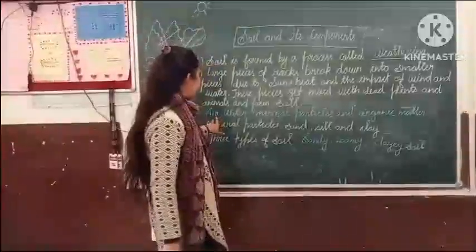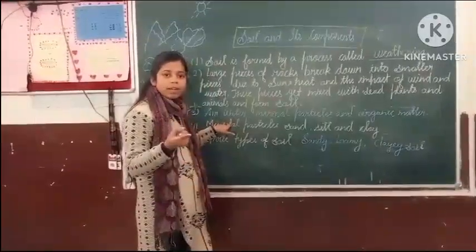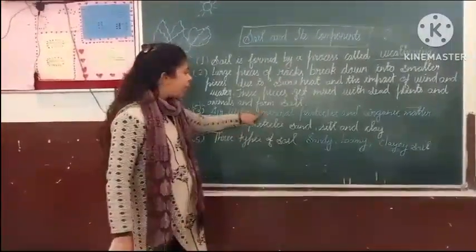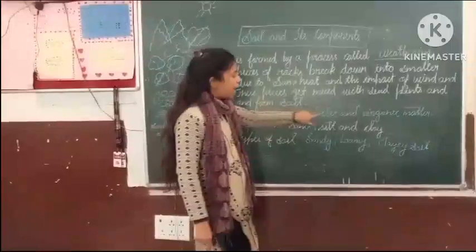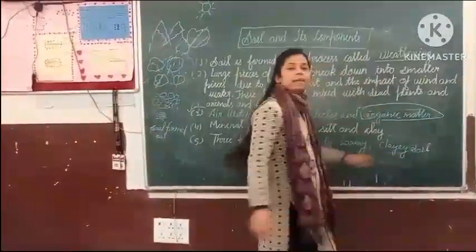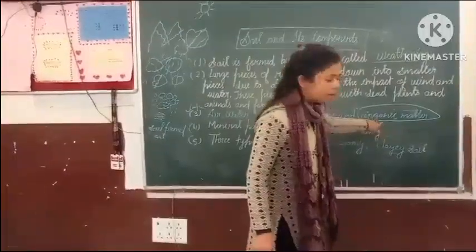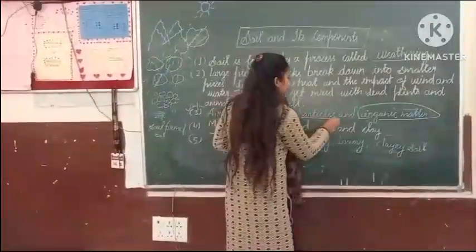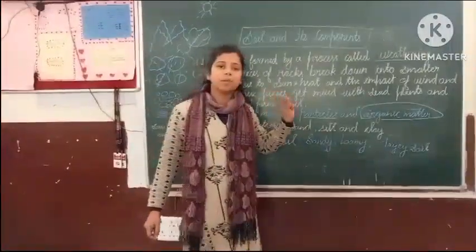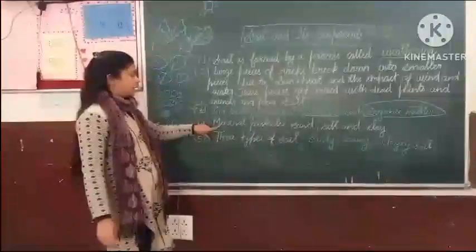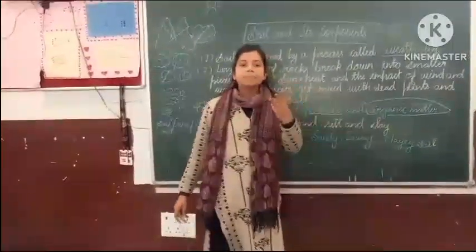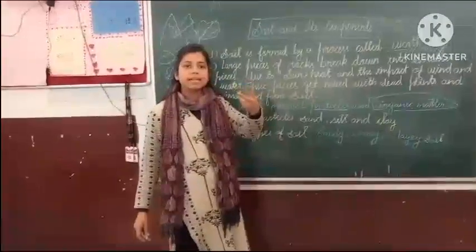Now see, water helps plants grow. That's why it's already present in the soil. And mineral particles and organic matter. Organic matter is dead plants and animals. And particles, yesterday we discussed particles. You know, very small pieces of something. Now see, mineral particles are sand, silt and clay. Three types of mineral particles: sand, silt and clay.